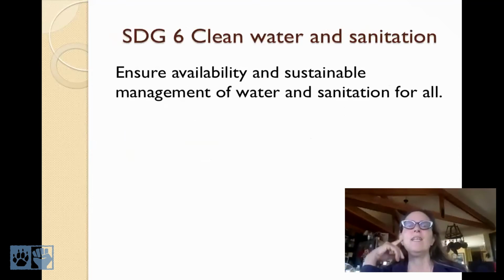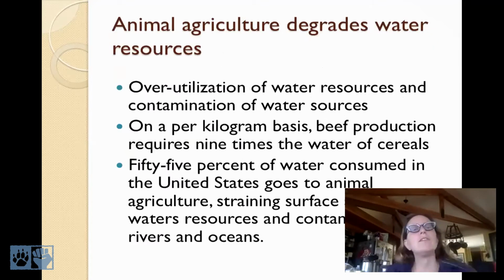SDG 6, clean water and sanitation. This one is articulated as ensure availability and sustainable management of water and sanitation for all. So this SDG also interacts with animal rights and agriculture. The overutilization of water resources and contamination of water sources is a direct consequence of industrial animal agriculture and degrades water sources. So on a per kilogram basis, beef production requires 9 times the water of cereals.